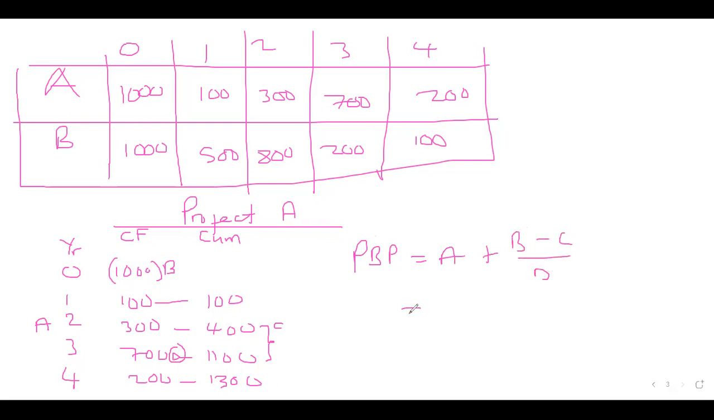So our A is what? 2 years, so 2. And the B is 1,000 minus what? 400, over the actual cash outflow, 700. So this would be 2 plus 600 over 700. So we're going to have 6 over 7 plus 2. So our payback period will be 2.857 years.